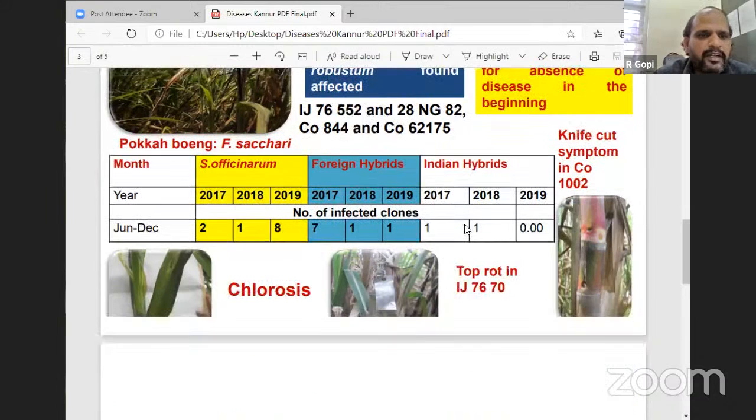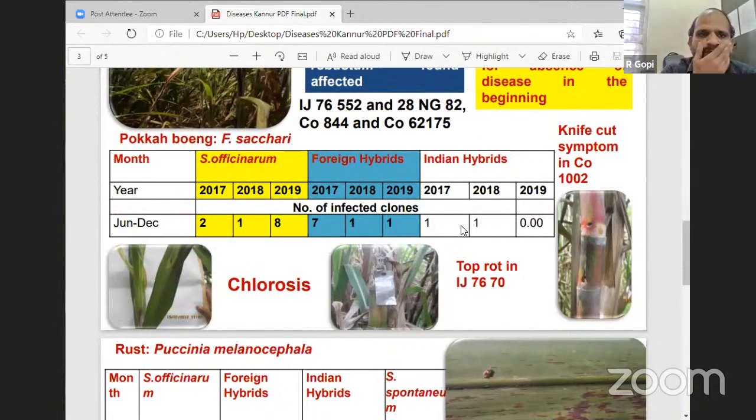So another important disease is Pokkah boeng. It is caused by Fusarium sacchari. Only 3 groups, Saccharum officinarum, foreign hybrids and Indian hybrids, were found infected. Among them, Saccharum officinarum and foreign hybrids contributed more. In 2019, 8 clones of Saccharum officinarum were infected. In foreign hybrids, 7 clones were found infected in 2017. Here all the 3 phases, chlorosis, top rot and knife cut symptoms, were observed. Top rot was observed in the case of IG7670 and a knife cut symptom was observed in the case of 4002.